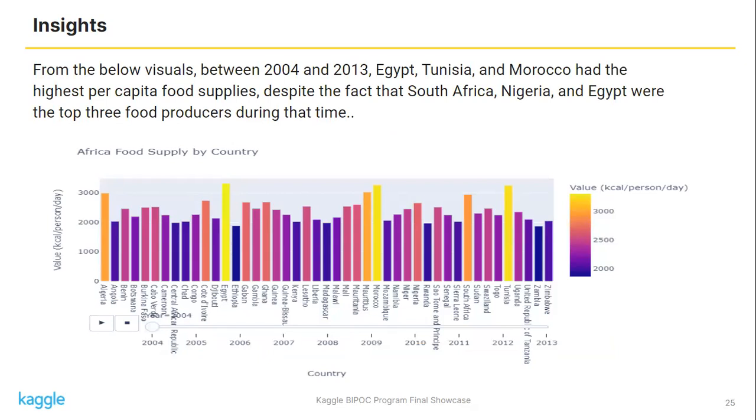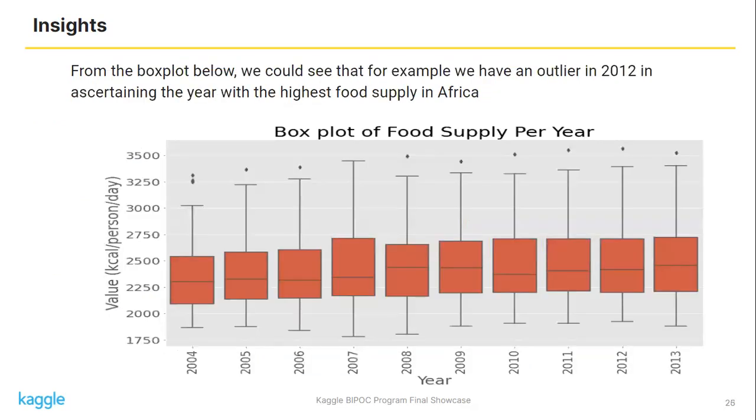These visuals also show that between 2004 and 2013, Egypt, Tunisia, and Morocco had the highest per capita food supplies, despite the fact that South Africa, Nigeria, and Egypt were the top 3 food producers during that time.